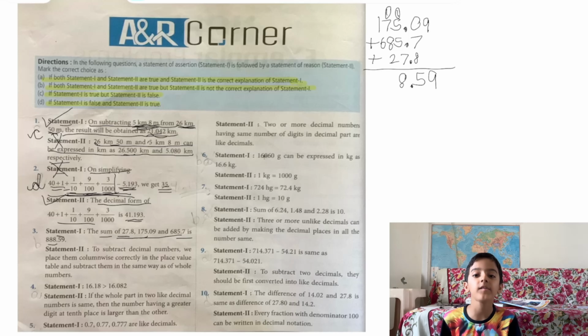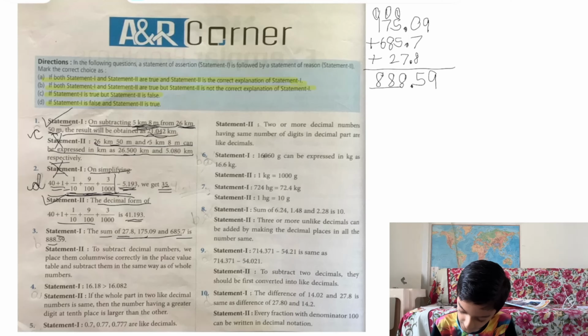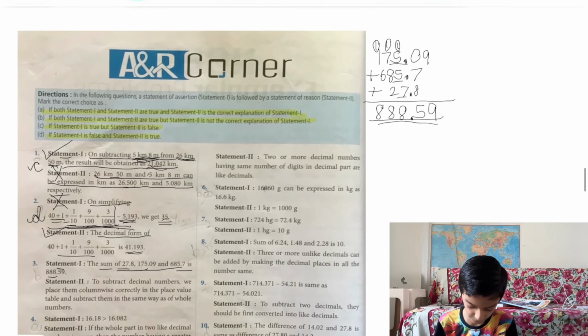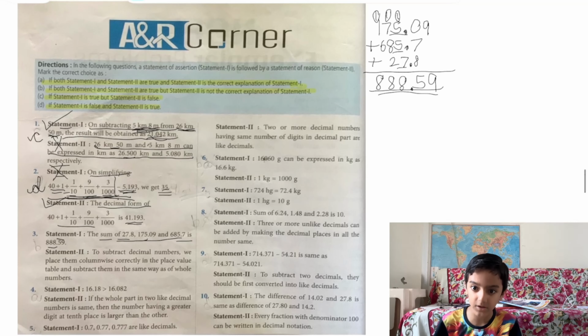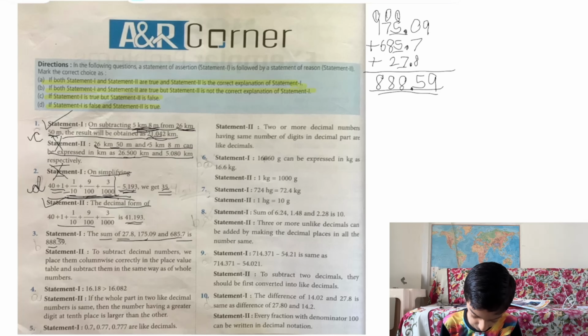1 plus 7 is equal to 8 and 8 plus 8 is equal to 16 and 16 plus 2 is equal to 18. So here 8 carry over. 1 plus 1 is equal to 2 and 2 plus 6 is equal to 8. So when we add these three decimals, our result is coming 888.59. And when they add the decimals, their result is also coming 888.59. So your statement 1 is correct.